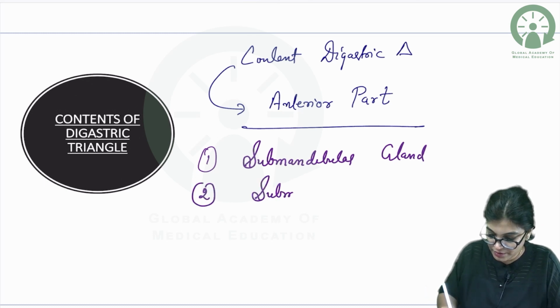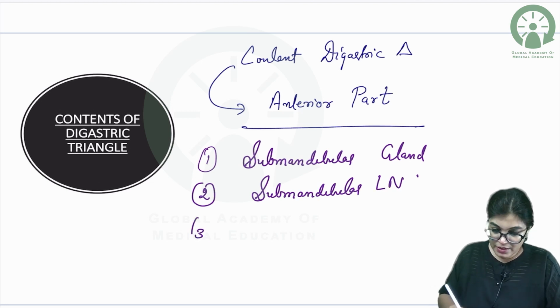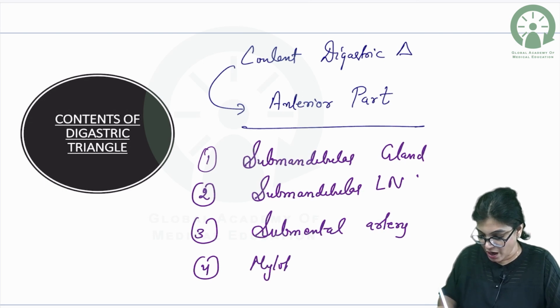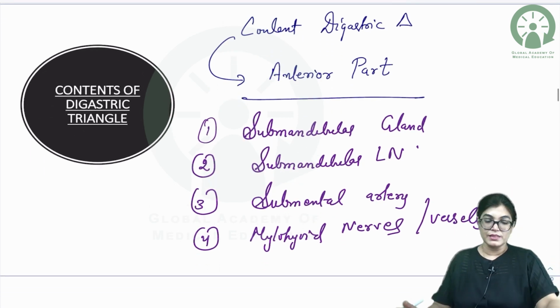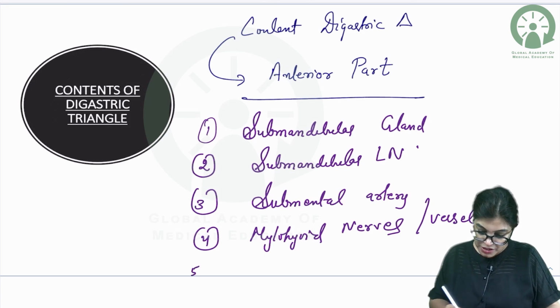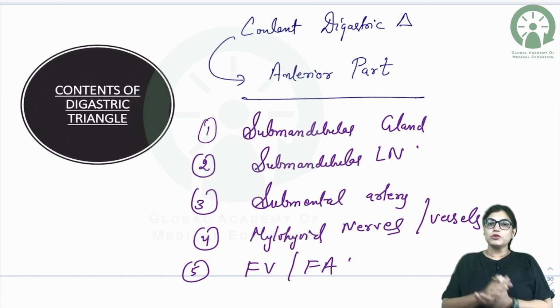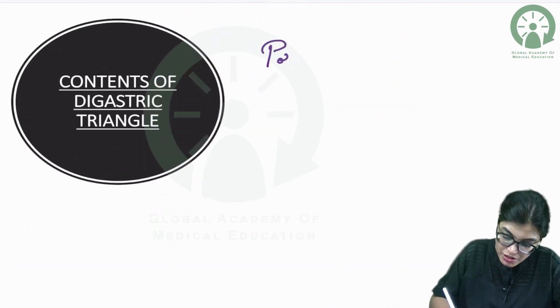submandibular lymph node, submental artery, mylohyoid nerves and vessels, also the facial vein and the facial artery. Now coming to the contents of the digastric triangle in the posterior part, that is actually the structures traversing between the external and internal carotid artery. So, the content of the digastric triangle in the posterior part.